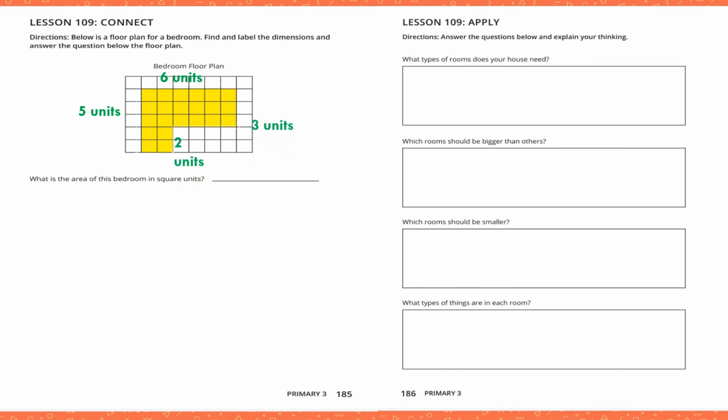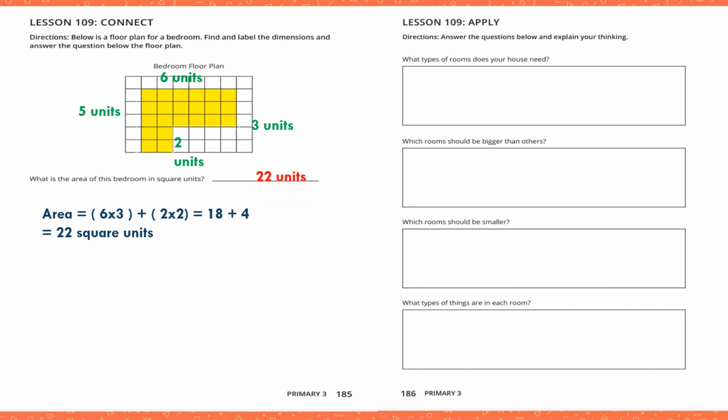So what is the area of this bedroom in square units? To know the whole area of the complex shape, we have to divide it into 2 smaller shapes. The first one is a rectangle with side length 6 units and width 3 units. And the other will be a square with side length 2 units. So the total area will be 6 times 3 plus 2 times 2 equals 18 plus 4 equals 22 square units. Now let's move to the apply part.